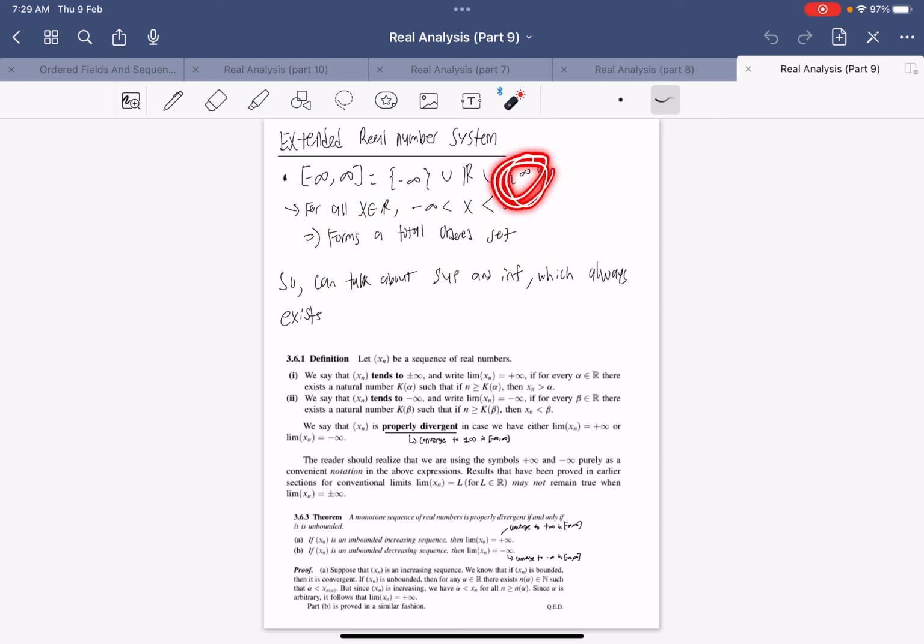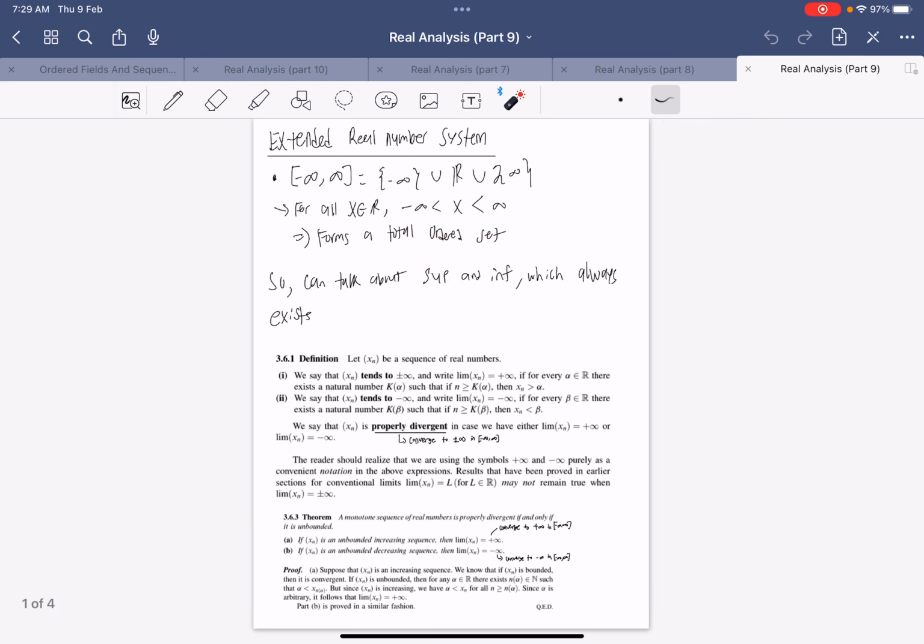Because infinity is an expression, it doesn't have an inverse. You can't really do operations on them. You can't say that this extended real number system is a field, but you can still say it is a totally ordered set. And because it's an ordered set, you can talk about the sup and the inf.